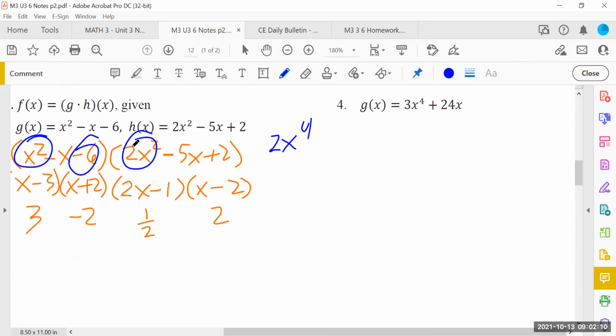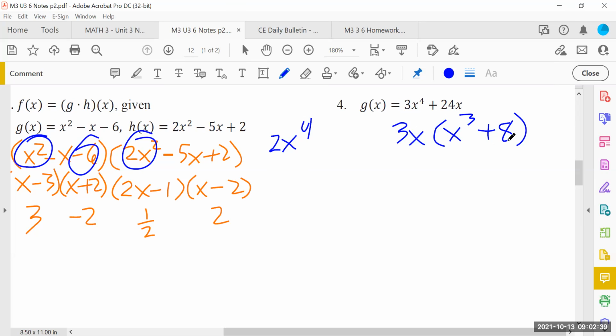All right, here's an easier one. Let's do number 4, and we're going to do it pretty quick. 3x to the 4th, 24x. I lied, this one's not easier. 3x, x cubed plus 8. Oh, man. That's a sum of cubes. That's what we did last week, last unit.